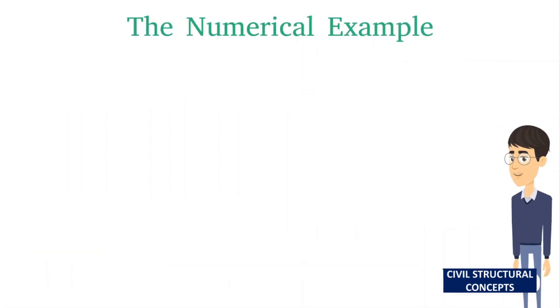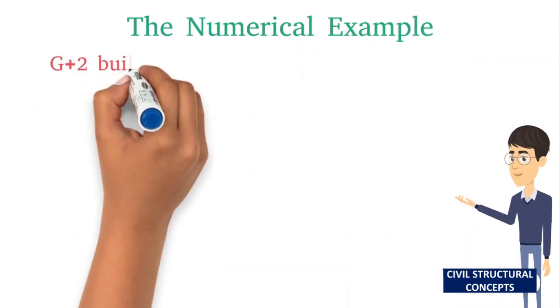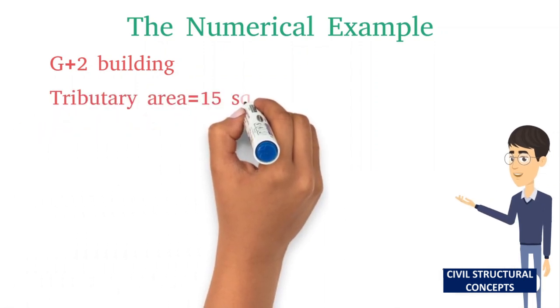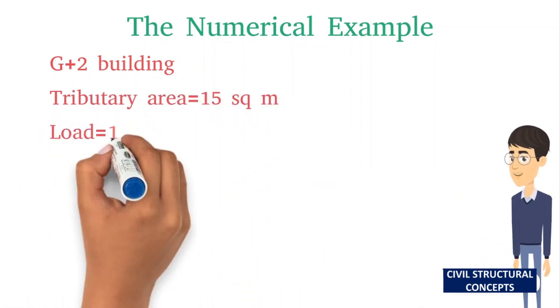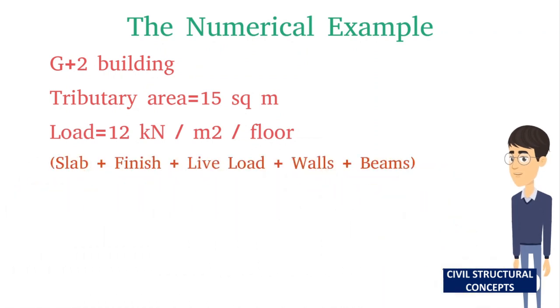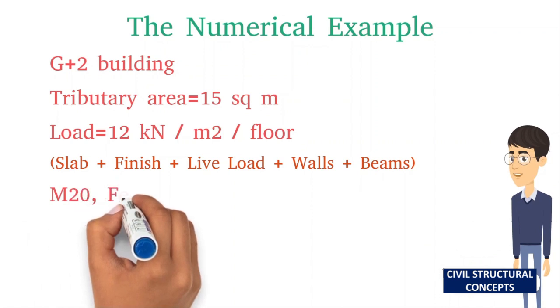Let's dive into a real example. Imagine a G+2 building, that means a ground floor plus 2 upper floors. The column we are designing supports a tributary area of 15 square meters. We will assume a standard residential load of 12 kilonewtons per square meter per floor. We will use M20 grade concrete and Fe500 steel.